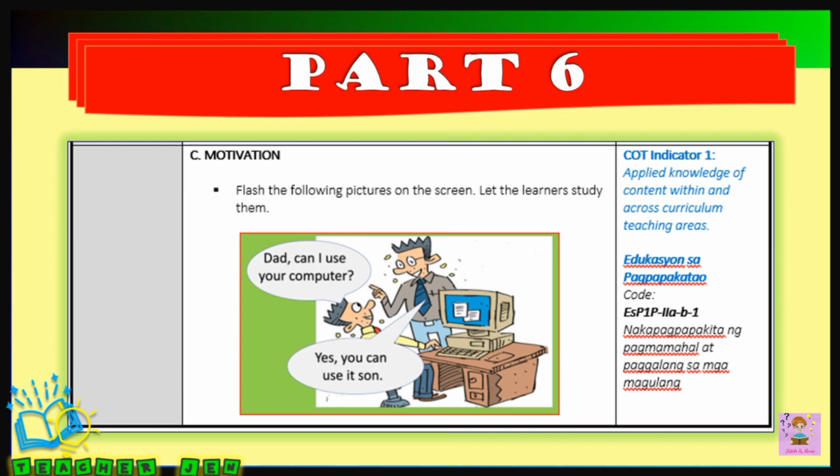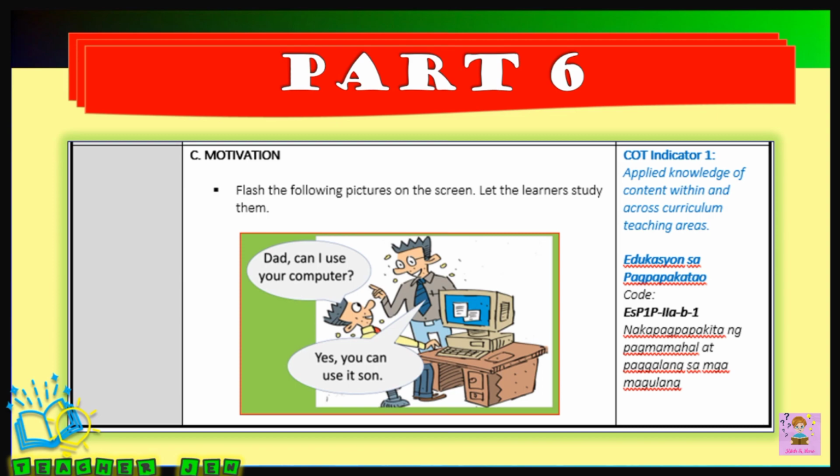Well, we teachers are very resourceful and we can make use of the products of ICT like tarpapel or printed pictures for this kind of activity. I also have here the COT indicator 1, which is the application of knowledge of content across curriculum teaching areas.